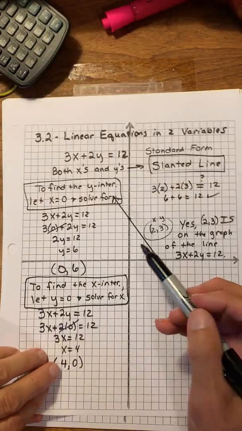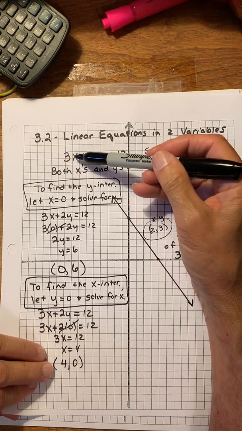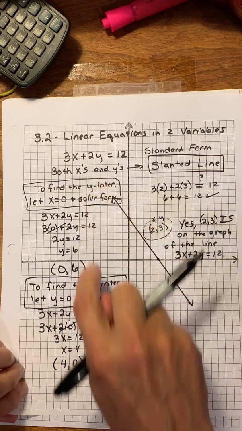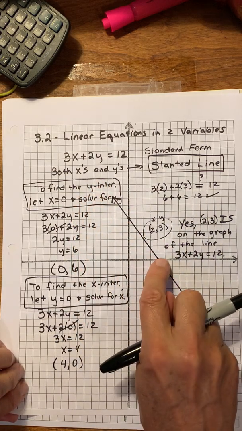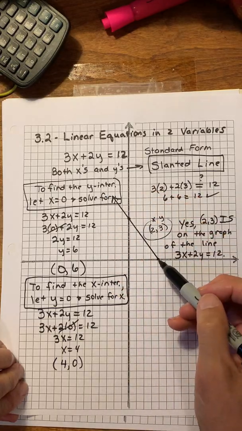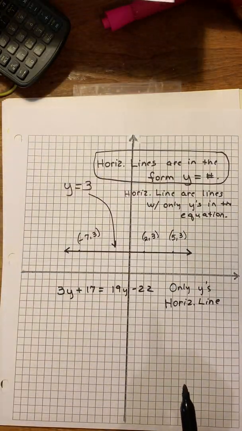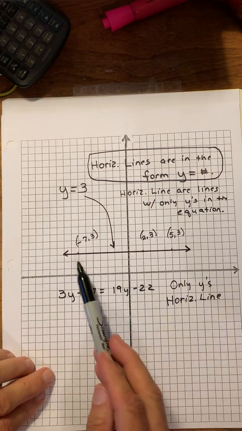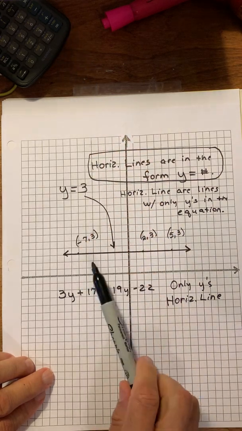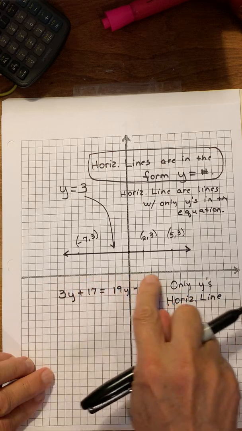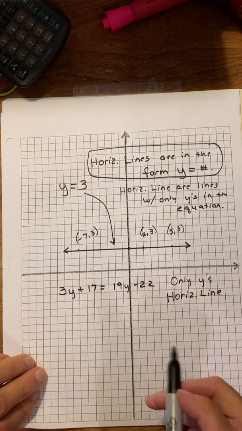Now, let's remind ourselves once again about what we observed about slanted lines. Slanted lines have both x's and y's in the equation, and they have both an x and a y intercept. Every slanted line will have an x and a y intercept. Well, check this out. Horizontal lines have a y intercept, but obviously they're never going to cut the x-axis.